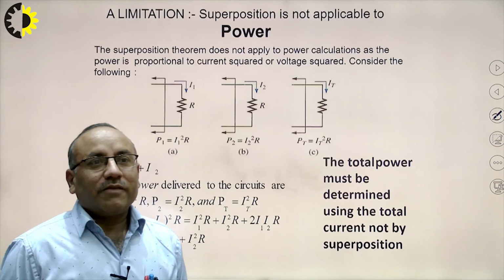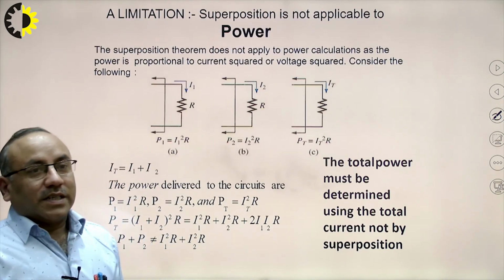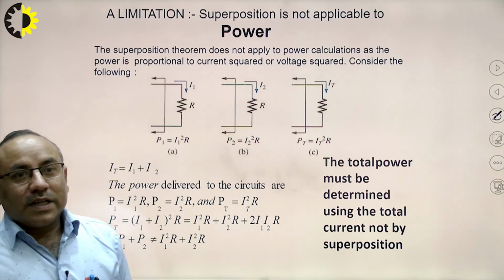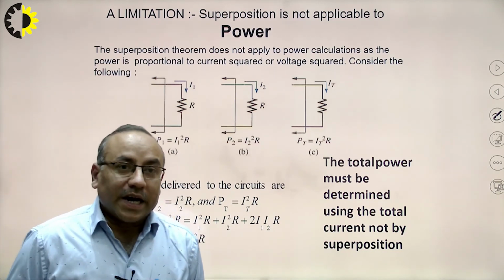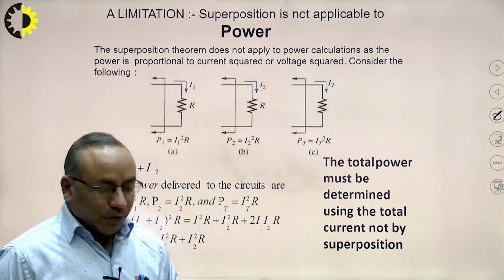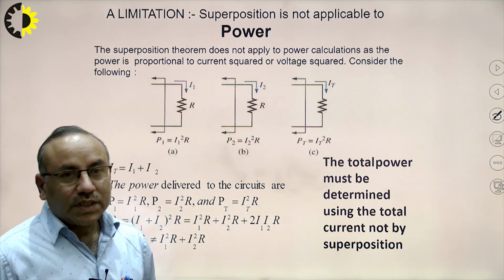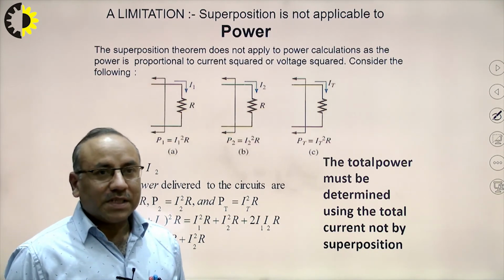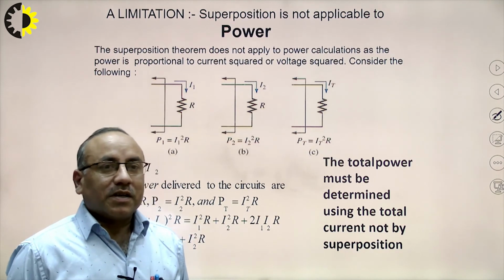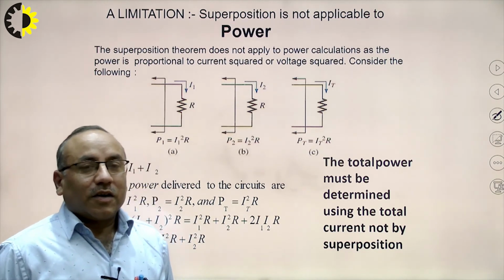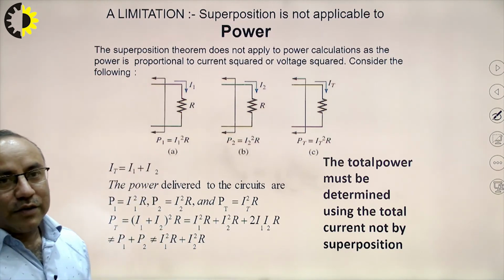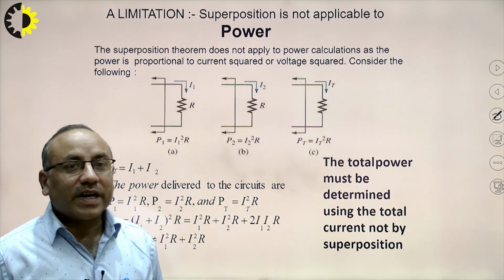Now next, there is also a certain limitation in the superposition theorem: the superposition theorem is not applicable to power. That means if we want to find the power or energy in any circuit using the superposition theorem, we cannot find it.